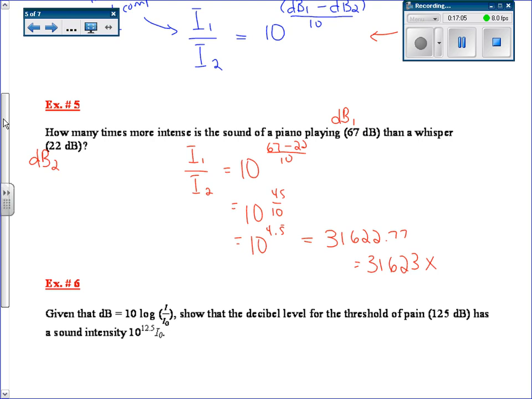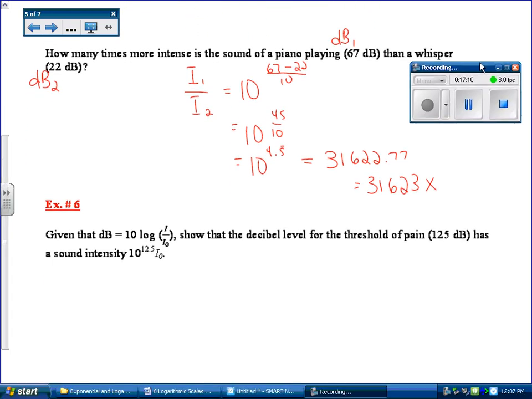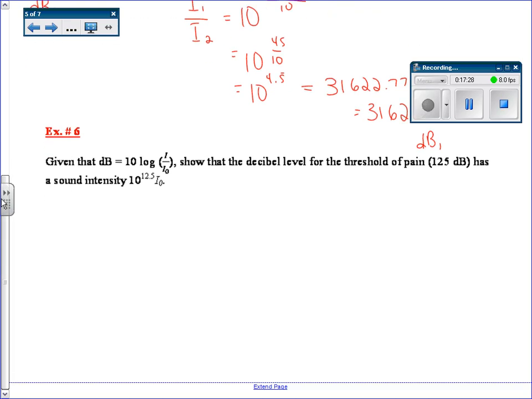And again, we might have to solve for the exponent. So given that decibels equals 10 times log I divided by I0, show that the decibel level for the threshold of pain, so this will be dB1, has a sound intensity of 10 to the 12.5 times I0. Okay, so what we're looking at here then is we're starting with this formula, decibels equals 10 times log I over I0.